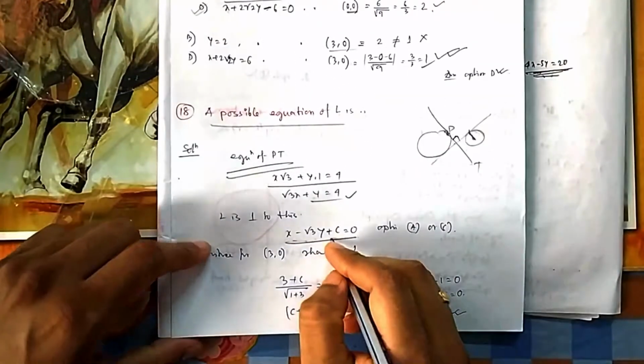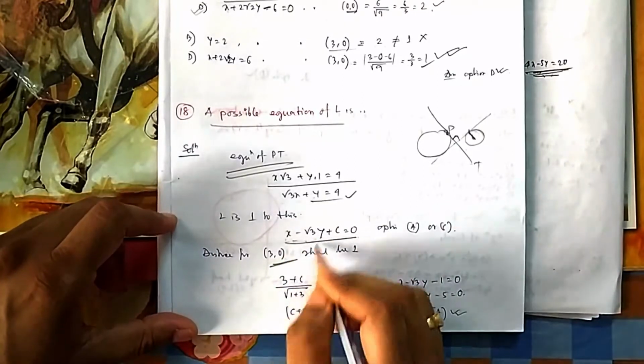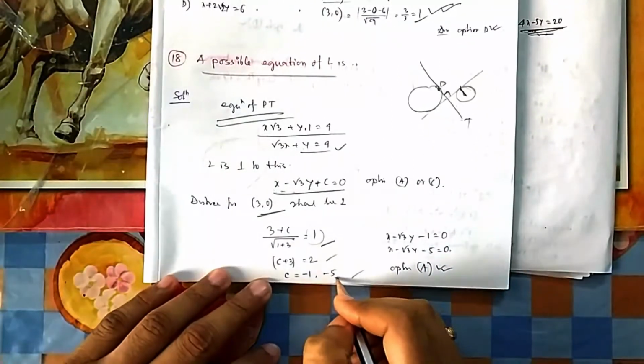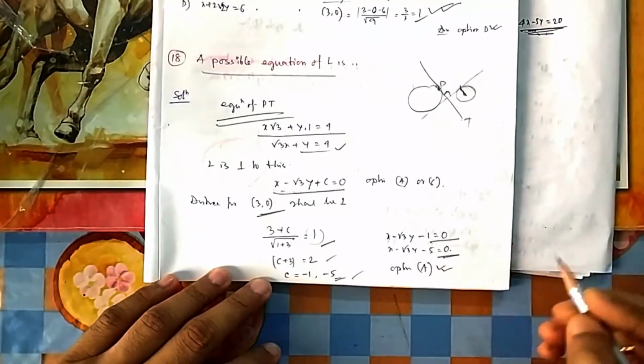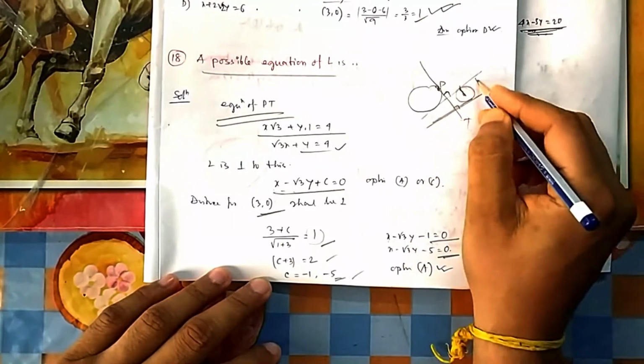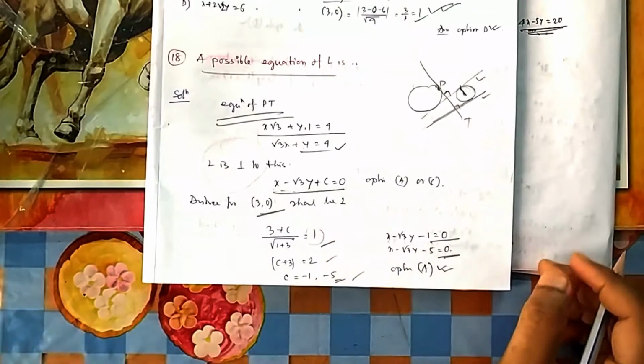So the distance from this to the point (3, 0): if you put (3, 0), the distance should be equal to 1. If you solve it, you will find C is equal to this. You put it there. So these are the two lines. Two lines are possible. You can see there are two perpendicular lines which are tangent to this circle. So you got both of these in option A.